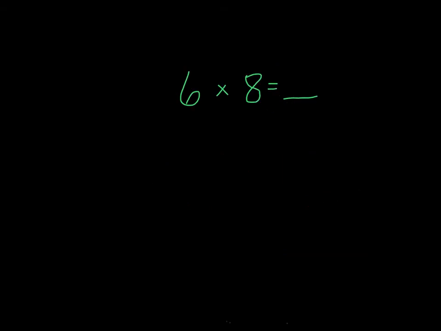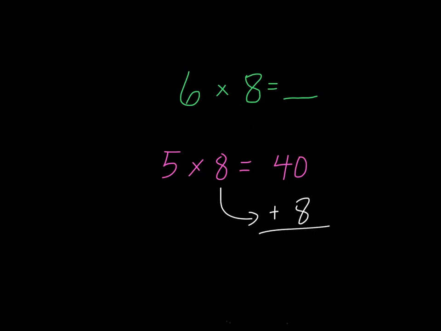If I'm doing 6 times 8, I do 5 times 8 first, which is 40, and then I add a group of 8. And I get the answer, 48. So 6 times 8 is 48.